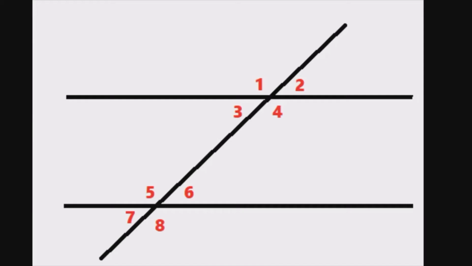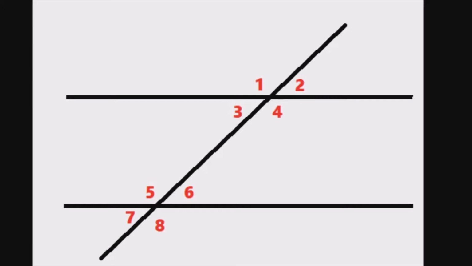One common construction we see in geometry is a pair of parallel lines being cut by a transversal. Now, I personally like to label these angles just so I can keep them straight in my mind and on the paper. So we see we have 1, 2, 3, and 4 on the top, 5, 6, 7, 8 on the bottom. Now, this is a common construction you might see.